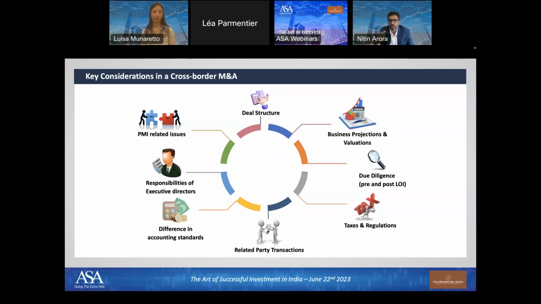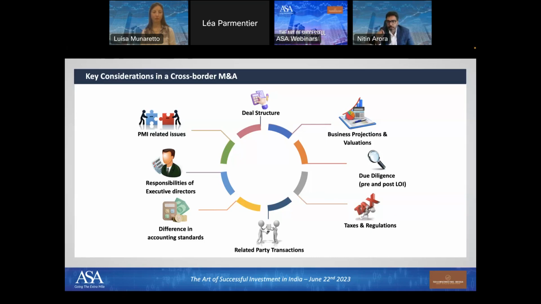Of course, this all has to be done in consideration with the tax implication of that deal structure. So deal structure is extremely important at the beginning of the transaction, because your entire diligence, your entire valuation, and your entire tax depends on what kind of structure you are contemplating from day one.